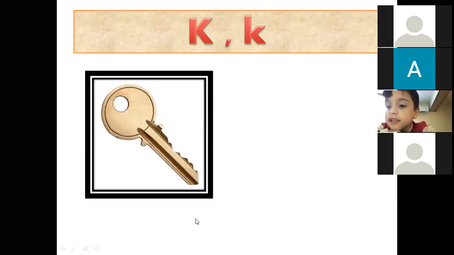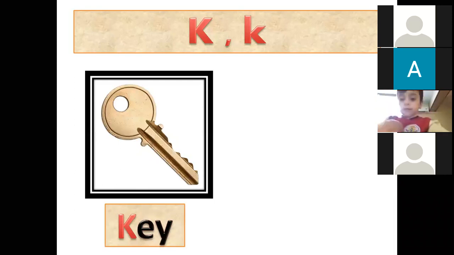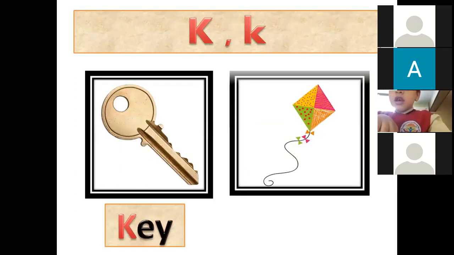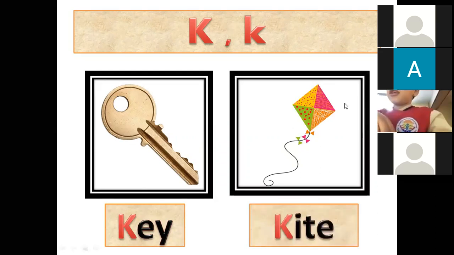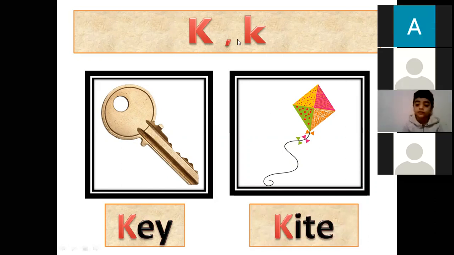Yes, Muhammad Ali, what's this letter? Yes, Habibi, what is it? K. K, very good. K for? Key. Okay, and K for? Kite. Very good, Hamoudi. Students, don't forget, this is K. And previously we took C, but we pronounce both of them K.